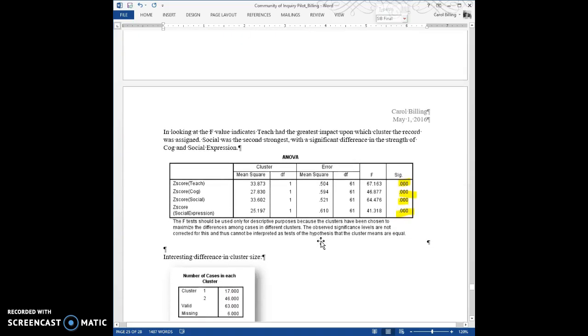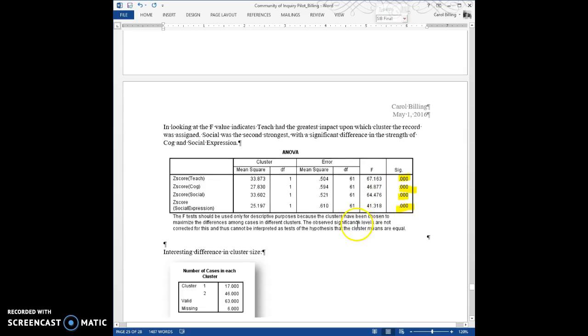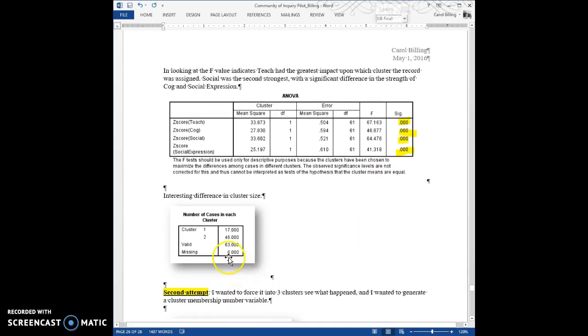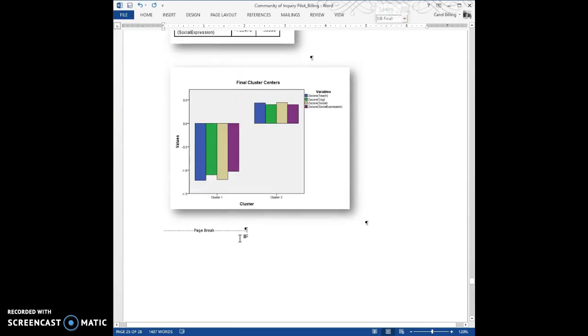Running the ANOVA shows me that all 4 were significant, and that the teach and social had a greater effect upon where a record was clustered into versus the other 2, which are lower. But there isn't a big difference between COG and social expression or teach and social. And the part that I think is significant is the number of cases down here, because you see there's only 17 in 1 and more than twice that many in 2. So when you look at this, you're thinking, oh my gosh, look at that. But really that's just showing you how much further down it is. But again, this is less than half of the number. Majority are in this cluster.